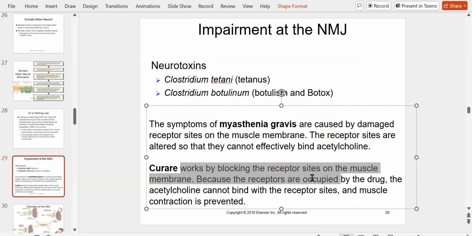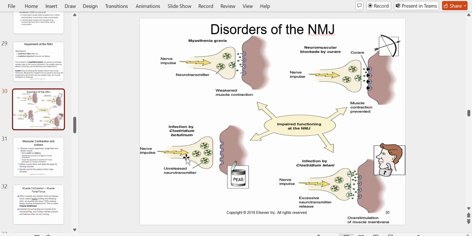Curare works there by blocking the receptor sites on the muscle membrane, because the receptors are occupied by the drug. The acetylcholine cannot bind to the receptor sites. There's another issue there, and we'll get more into them as we go on. So there's your myasthenia gravis, and you'll see what's going on. Weakened muscle contraction there because the acetylcholine has trouble binding.